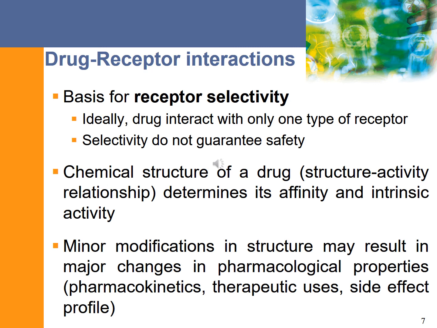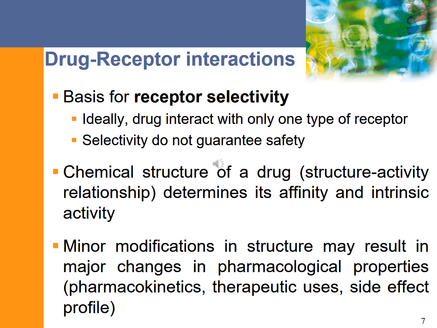During the drug development process, they study the chemistry of the drug and then the chemistry of the receptors, and now they can do 3D modeling using computer science, and try to get the best fit between the drug and the receptors. That's the basis for receptor selectivity.